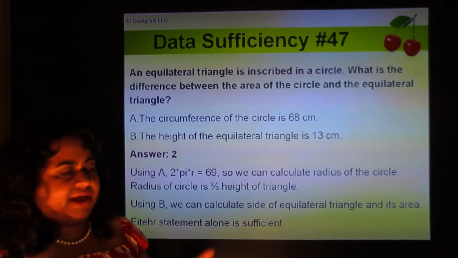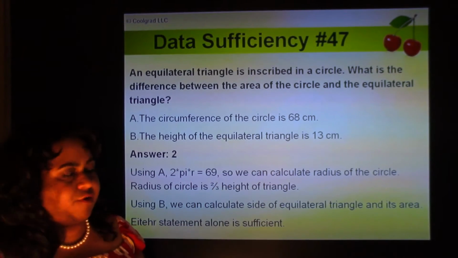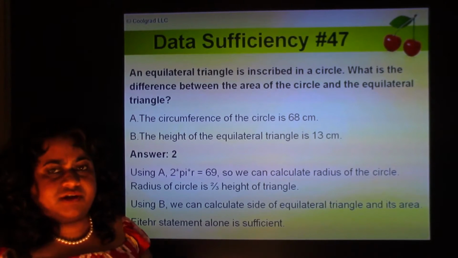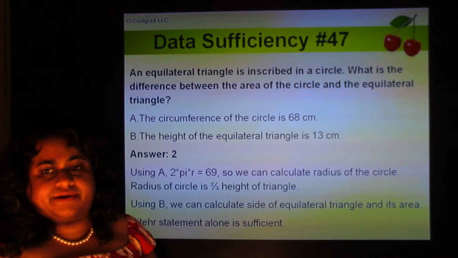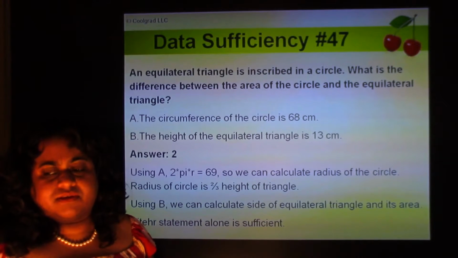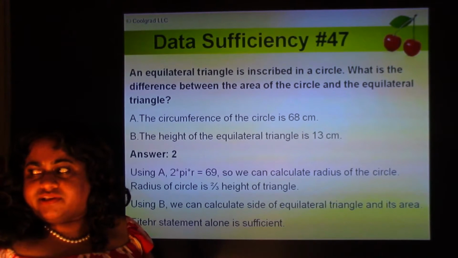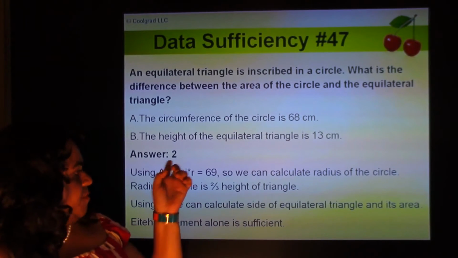So using either statement alone, we can solve for the area of the circle and the area of the equilateral triangle, and we can get the difference. So either statement alone is sufficient. So we pick option 2.